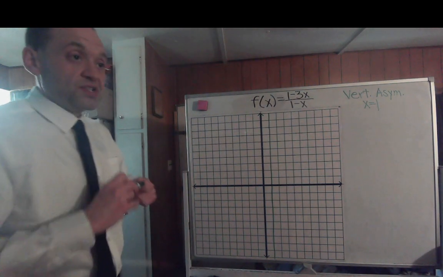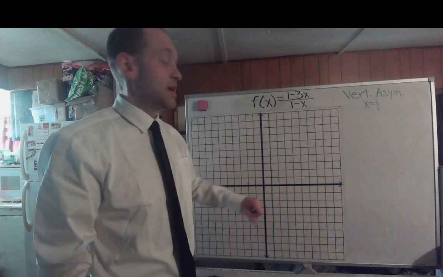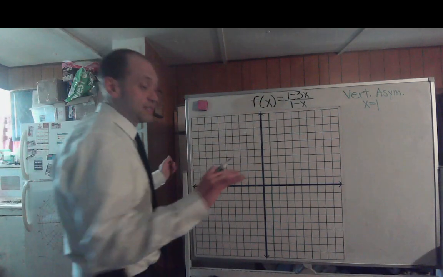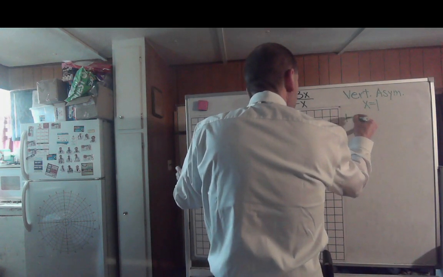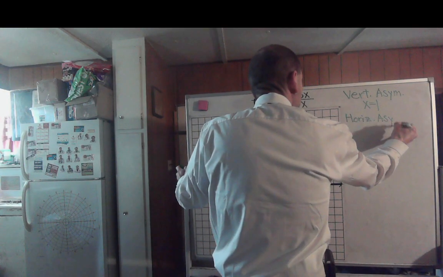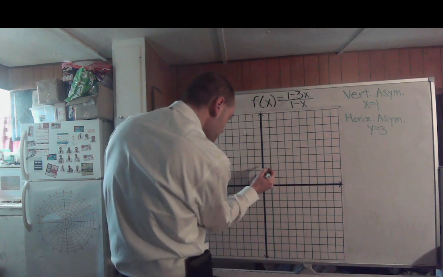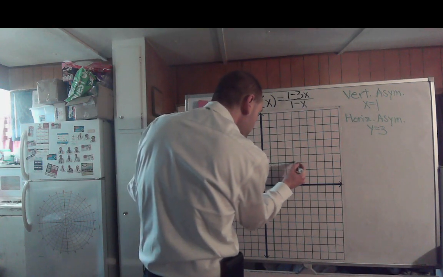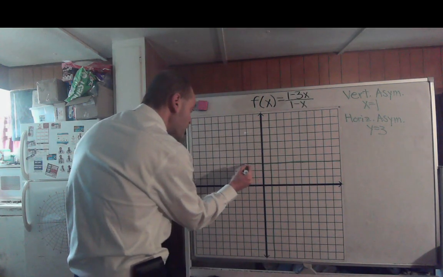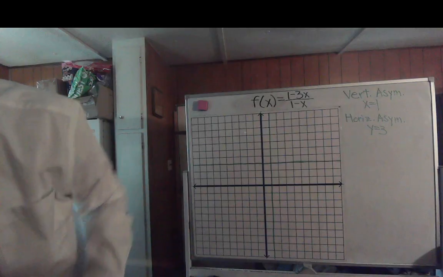Now, what about a horizontal asymptote? So the degree of the numerator is the same as the degree of the denominator, so divide your leading coefficients. -3 divided by -1 gives you +3. So you're going to have a horizontal asymptote located at y equals 3. So let's go ahead and draw y equals 3 while we're at it also. Alright, so there, both your asymptotes are drawn.